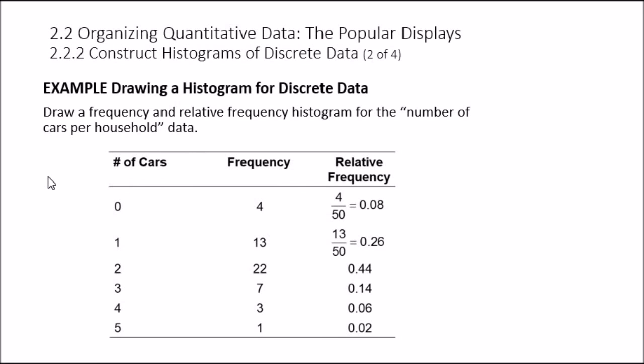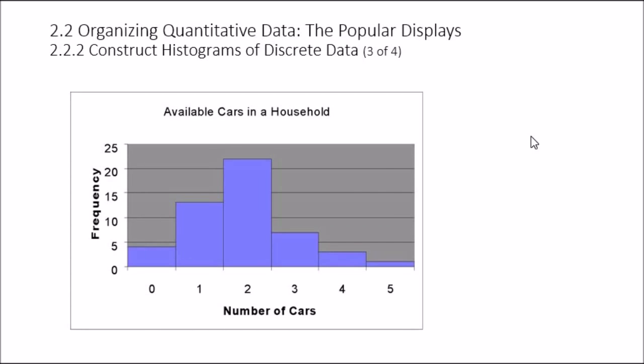Looking at the previous example of the number of cars per household, let's create a histogram for this set of data. So this is the histogram that represents our data. As you can see, the width of the rectangles is the same. The height of each rectangle represents the frequency. Those rectangles touch each other. We put the category or the class at the bottom on the x-axis. The frequency goes on the y-axis.